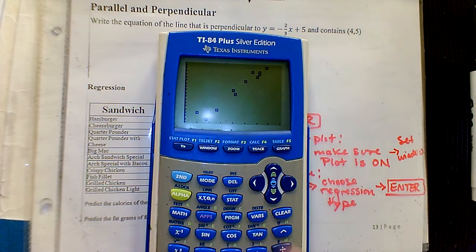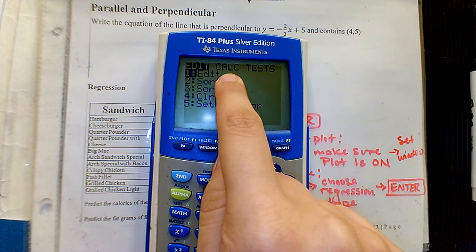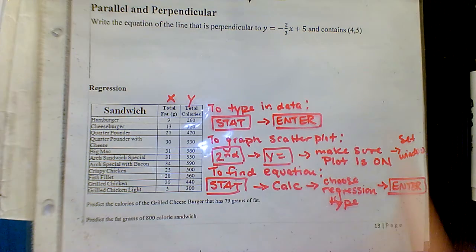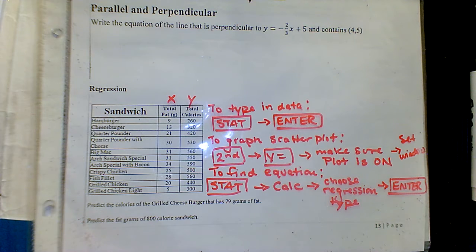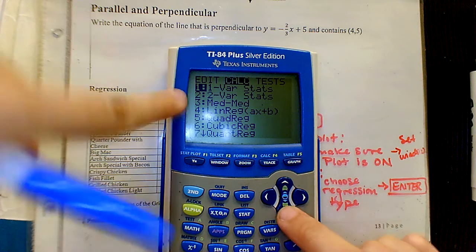Okay, so hit the stat button. This time we're going to scroll over to calc. By the way, when I write these steps down, whenever I box something, that means it's a button that you have to press. I don't know if you realize that or not. Okay, if I box something, it's a button. So we scroll over to calc. Now take a look at this.